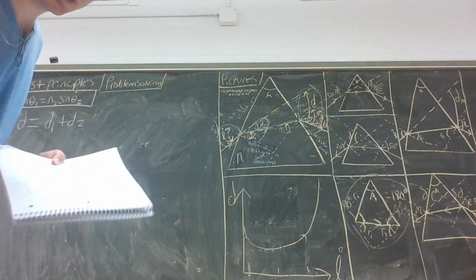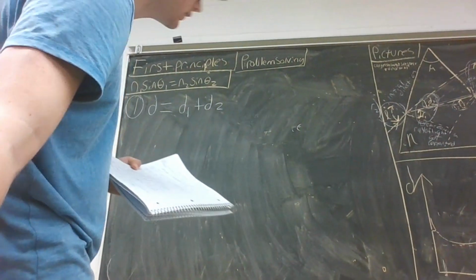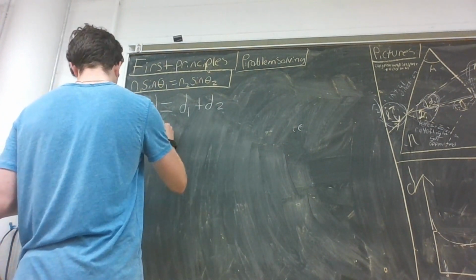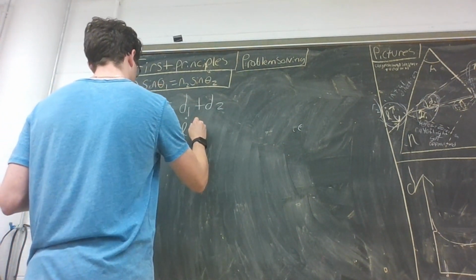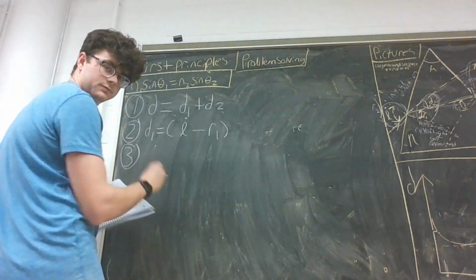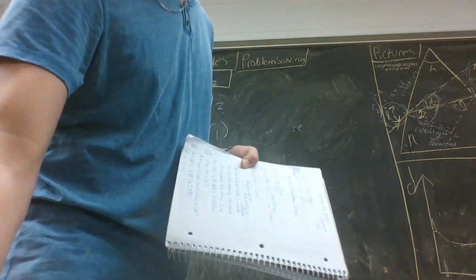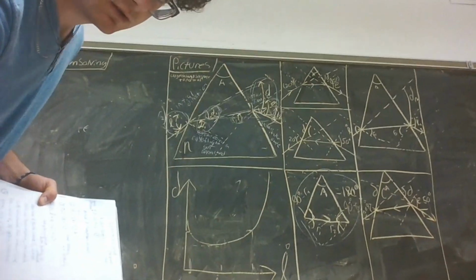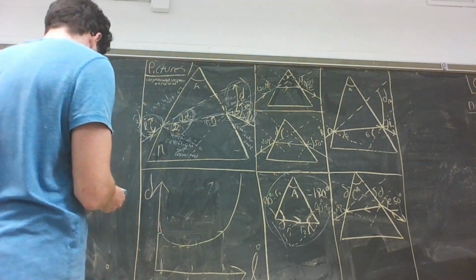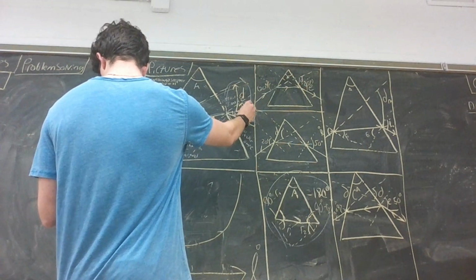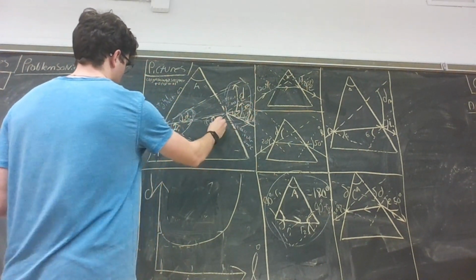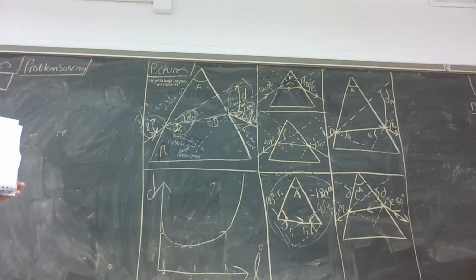So I'm going to write that over here. That's what D1 will be equal to. And next we're going to do D2. D2 is the same thing, but with the emergent ray. So if we want to find D2, it's just E minus R2.